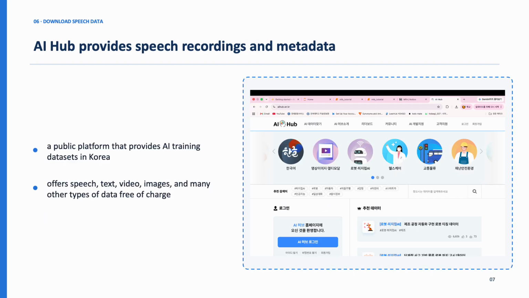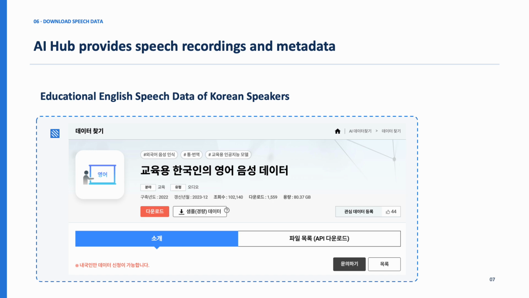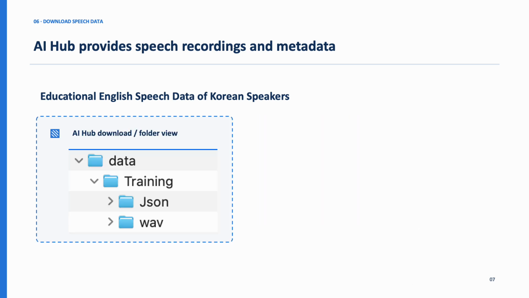For this tutorial, we will use speech data from AI Hub. AI Hub is a public platform that provides AI training data in Korea. It offers speech, text, video, image, and many other types of data free of charge. Today we will use the education and English speech data of Korean speakers.